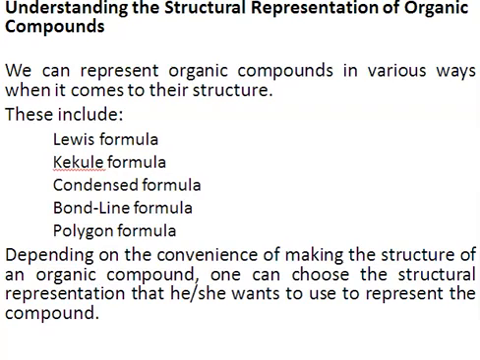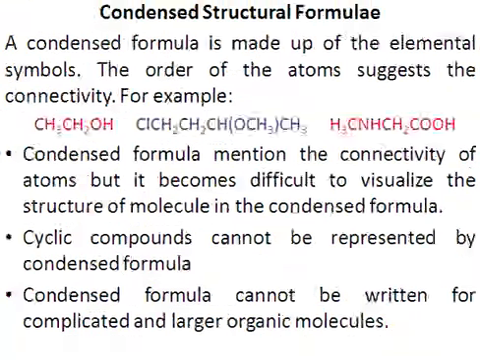These different ways in which an organic compound can be described include the Lewis formula, the Kekule formula, condensed formula, one-line formula, and the polygon formula. All of these are useful depending on our need or how conveniently we feel in using these formulas. So lastly, we will consider the condensed structure formula.